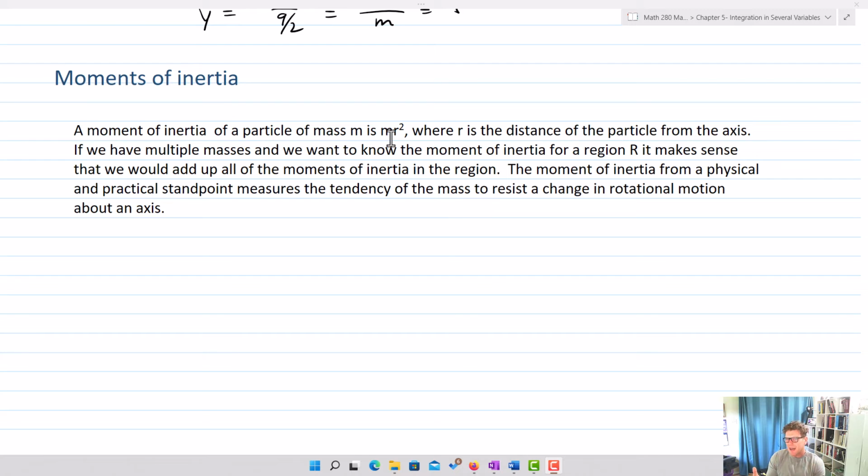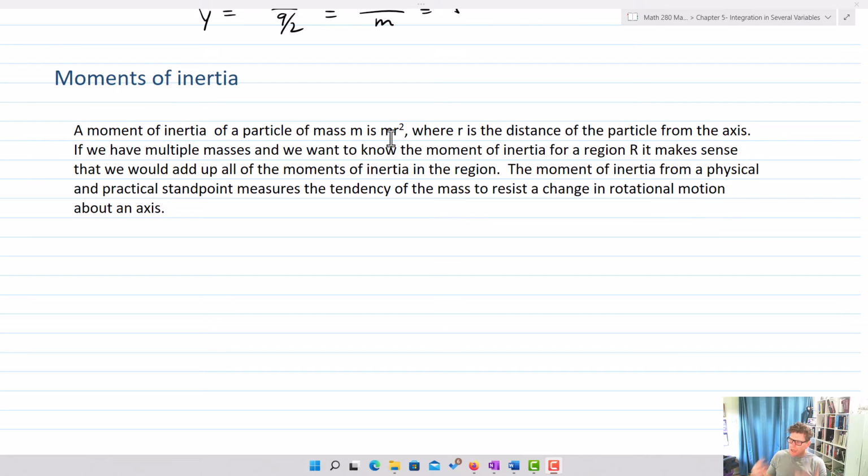That's the thing that we're going to end up with. From a physical, practical standpoint, what the moment of inertia does is measure the tendency of the mass to resist a change in rotational motion about the axis. So it ends up having some physical properties that are very powerful when you're doing physics. So we do want to figure out the moment of inertia.